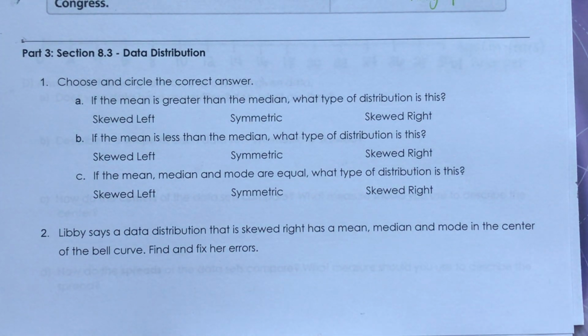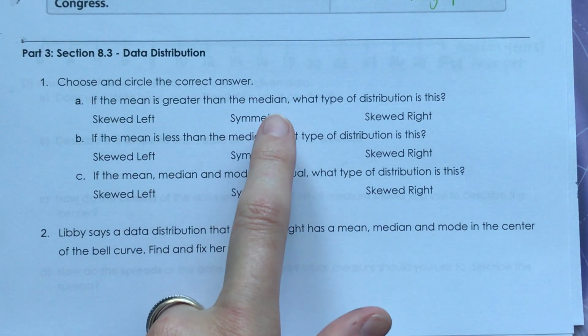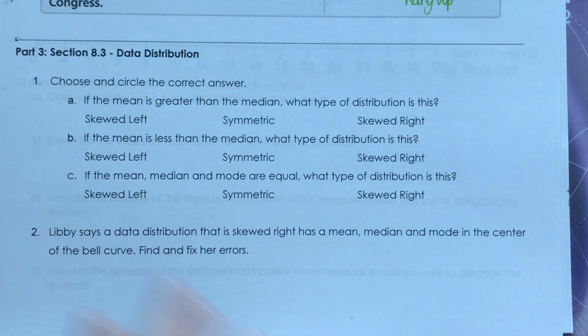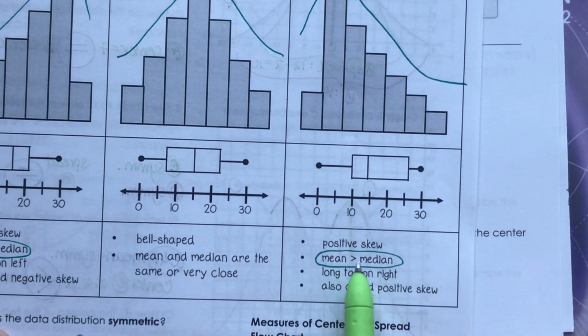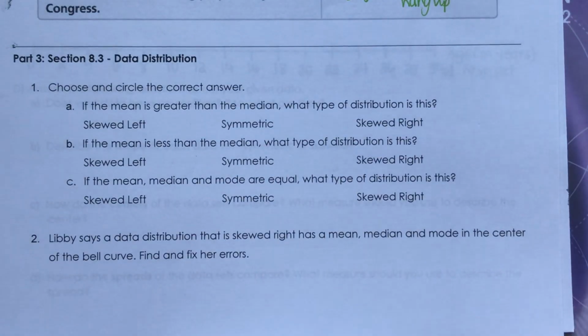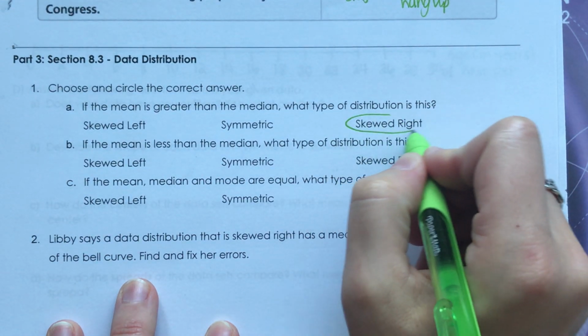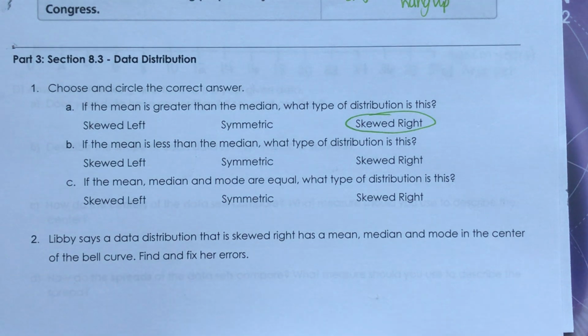So the first one says, if the mean is greater than the median, what type of distribution is this? So I come over here. Mean greater than the median is a right skewed distribution. Letter B. If the mean is less than the median, what type of distribution is this?